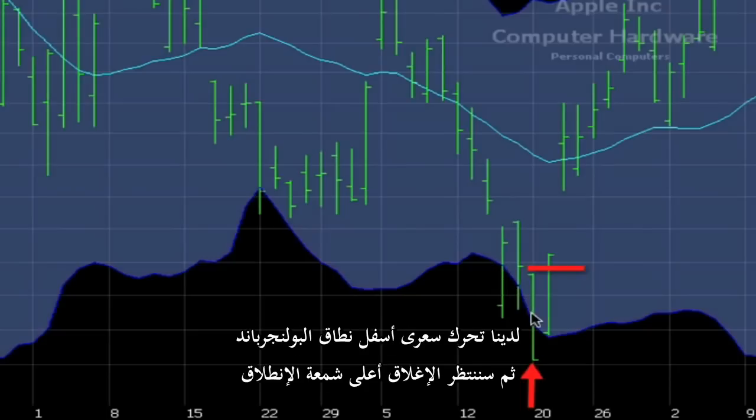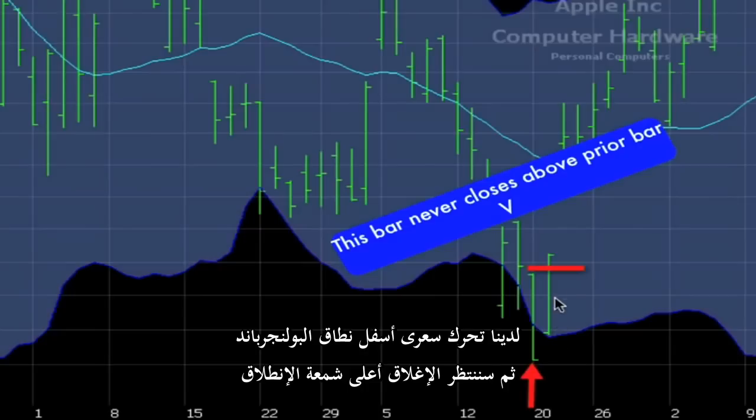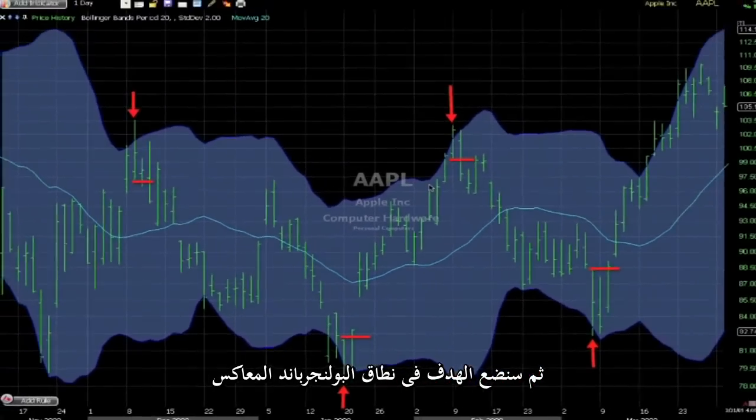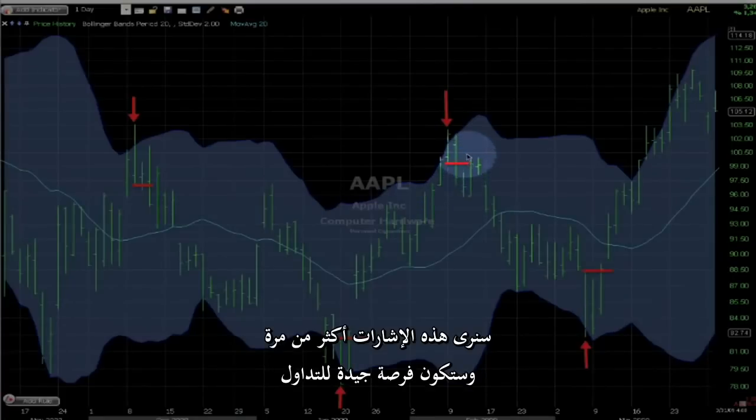I get a move down outside the Bollinger Band, and then I will wait for a close above my new trigger bar, which happens here. I then put in my target at the opposite Bollinger Band. You see these signals many times in sideways price action, and they're really good to trade.